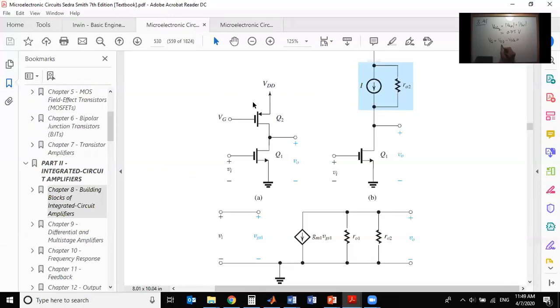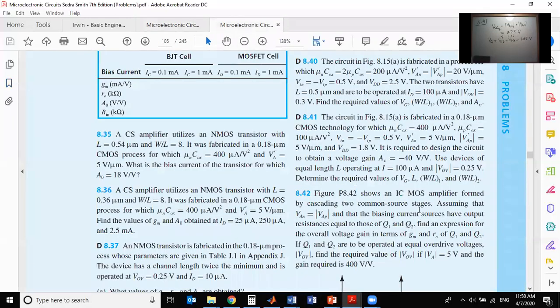So VDD is how much? Was 1 volt, I believe? 1.8, so this is 1.8, and this is 0.75. So this is gonna give you VG as 1.05 volt. Okay? Now, what was the next question?